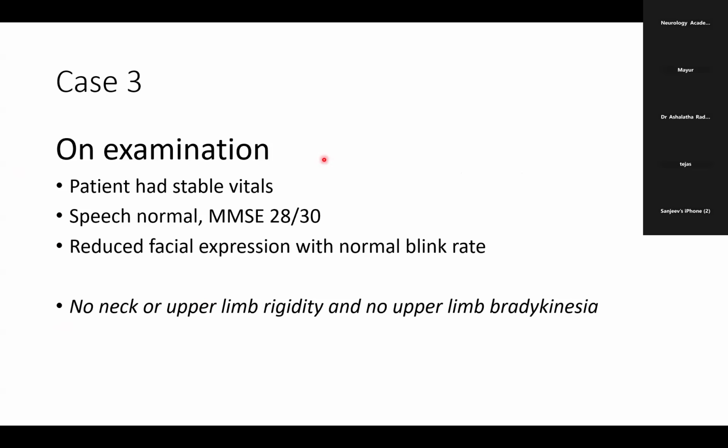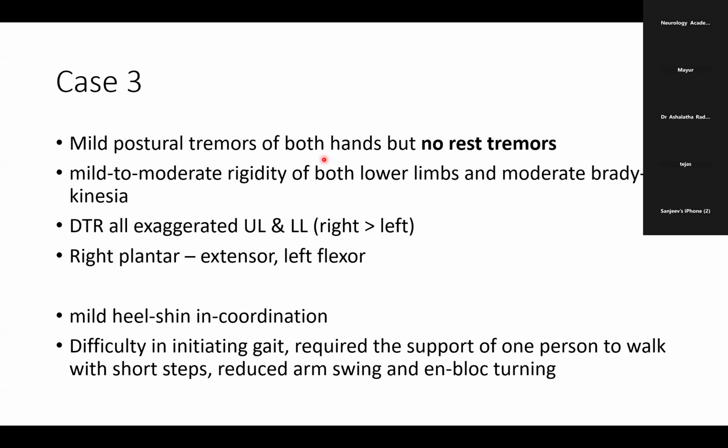On examination, he had stable vitals. The speech was normal with an MMSE of 28 out of 30. He had a reduced facial expression with normal blink rate. However, no upper limb rigidity or bradykinesia was seen. He had mild postural tremors of both hands, but the tremors were absent at rest. There was mild to moderate rigidity of both lower limbs and moderate bradykinesia. All the deep tendon reflexes were exaggerated, asymmetric in the upper and lower limbs, right more than left. The right plantar was extensor and the left was flexor.